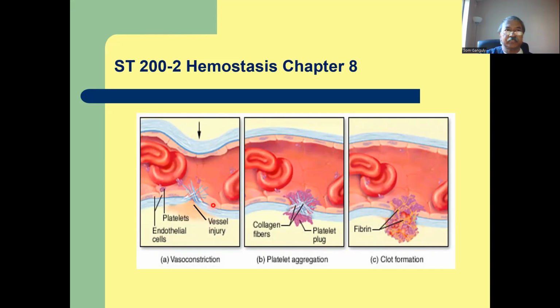So vasoconstriction is the first response. The area where there is a cut constricts, the blood vessel constricts. Second, platelets and fibrinogen come to that area and start to form a plug. And third, when the plug is actually formed, by agglutination, the clot formation, then we have a seal in place and the blood vessel is not hemorrhaging anymore. That's the normal hemostasis.